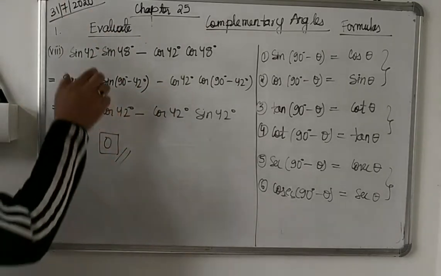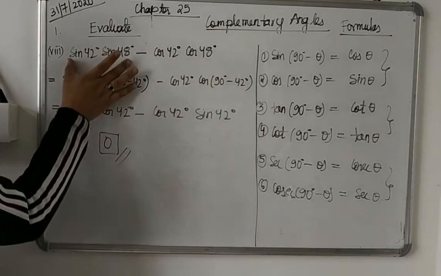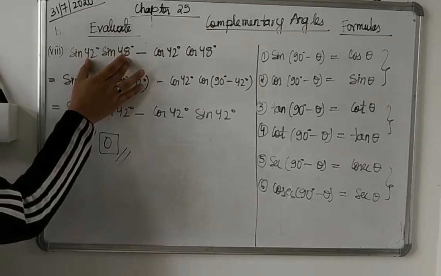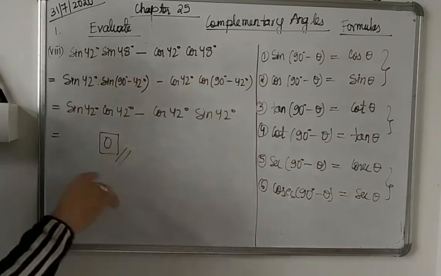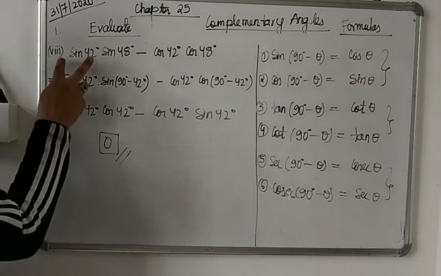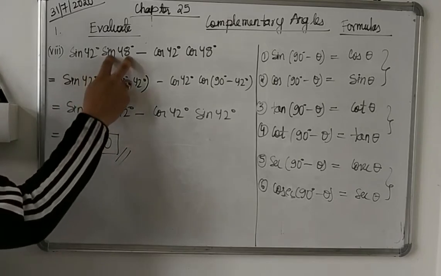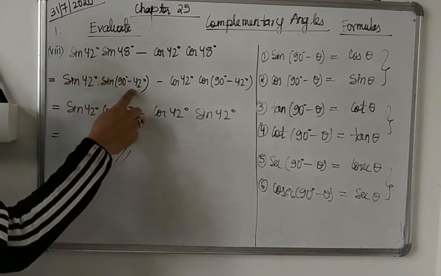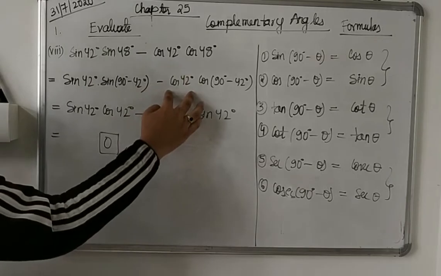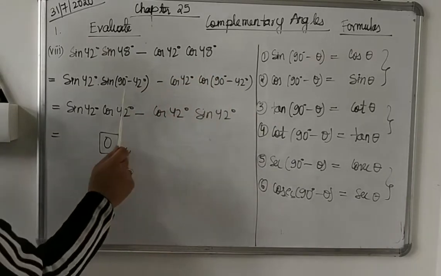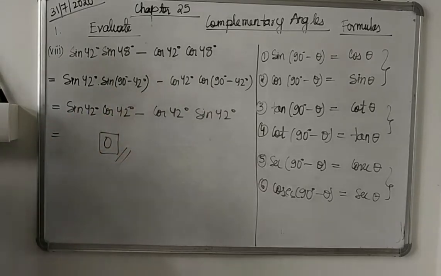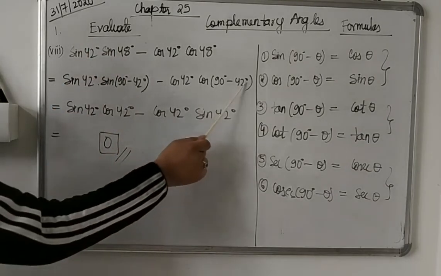Again, there are two parts, the first and the second. First part you see, are they complementary? Yes. Second part you see, are they complementary? Yes. The moment they are complementary, change only one of them. So I am keeping sine 42 same and writing sine 48 as sine 90 minus 42. Cos 42 same and 48 as cos 90 minus 42, because 90 minus 42 is 48. Whenever you see a pair of complementary angles, just change one of them. So sin 90 minus 42 is cos 42, cos 90 minus 42 is sine 42.